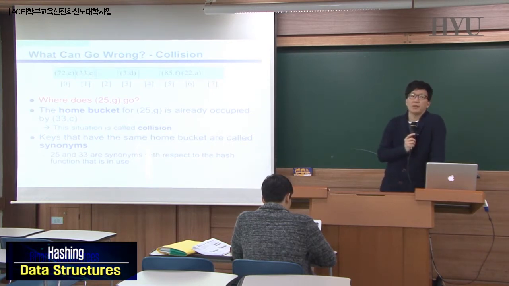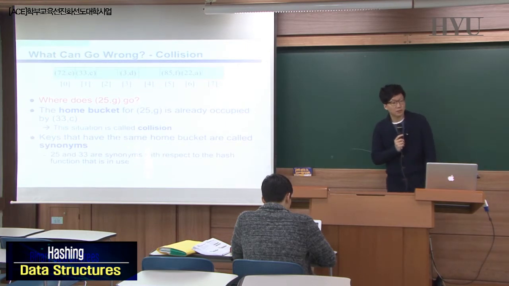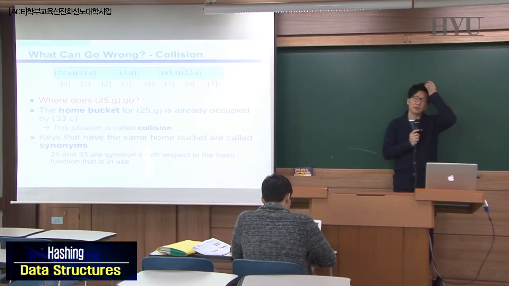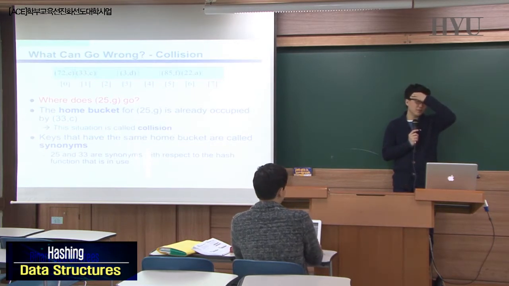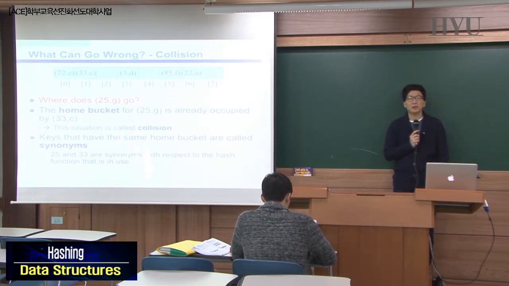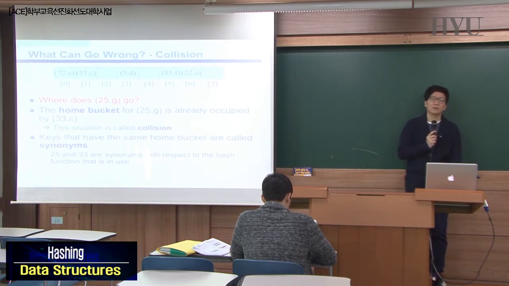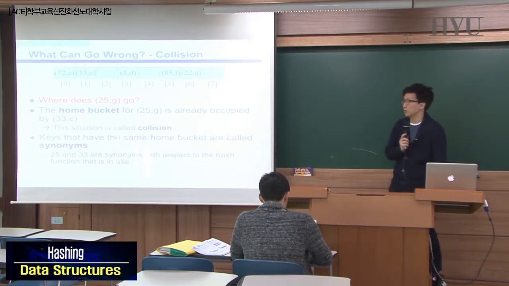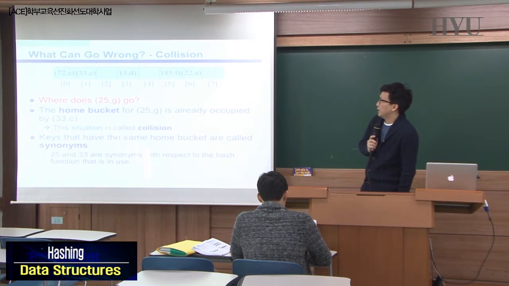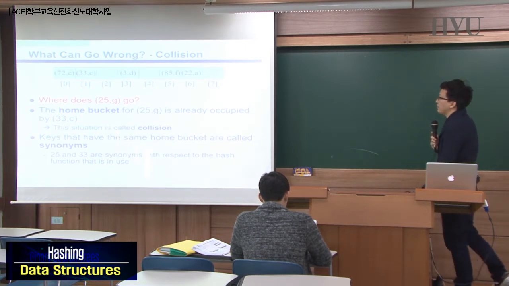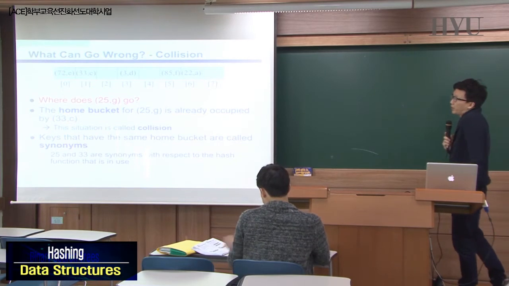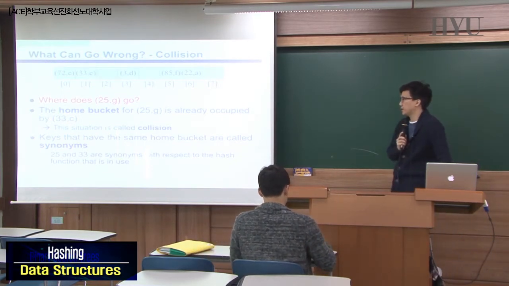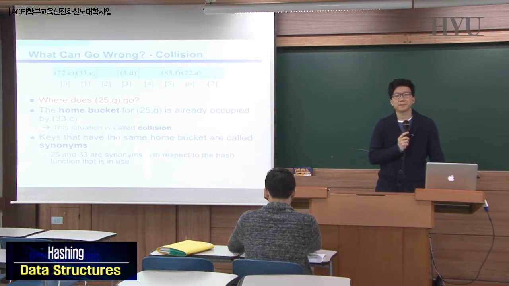Collision, right? Collisions. So the home bucket is the first hash function value that you get, in this case 25. After you put 25 in the hash function, you will get the same value as by applying 33 in the same hash function. So that situation is a collision. Keys that have the same home bucket are called synonyms. 25 and 33 are synonyms with respect to the hash function that is in use.